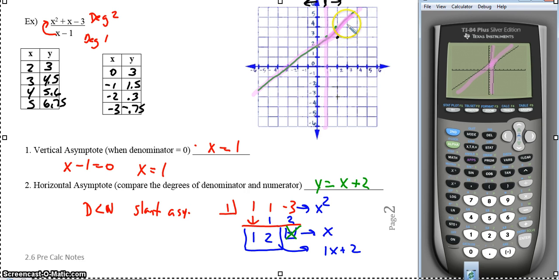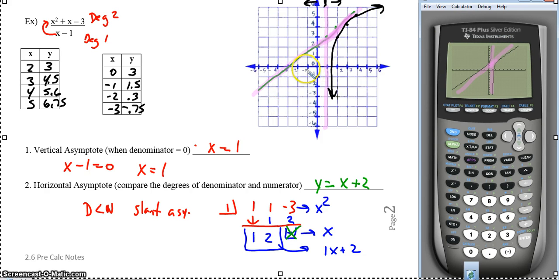So if I take the time to plot these, 2, 3 would be here. 3, 4.5. Notice I'm getting really close to my asymptote, but I'm not going to touch it. 5.6 and 6.75. That's actually going to be off of my graph here, so I'm not going to take the time to plot that one. So my one branch is going to look like this, which we can see from the graphing calculator. It matches up like that.